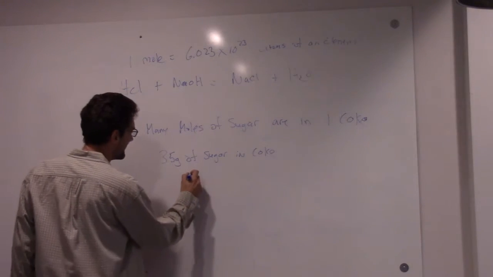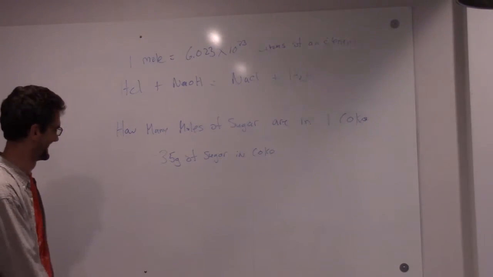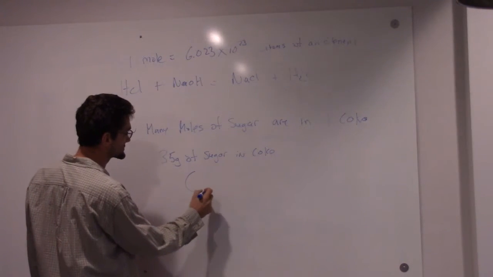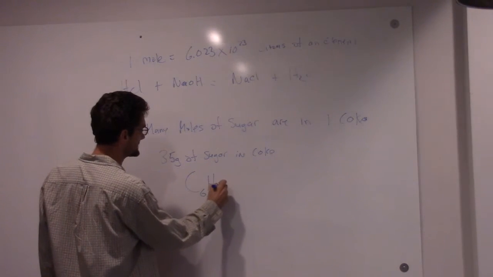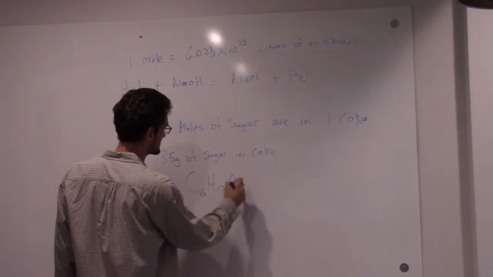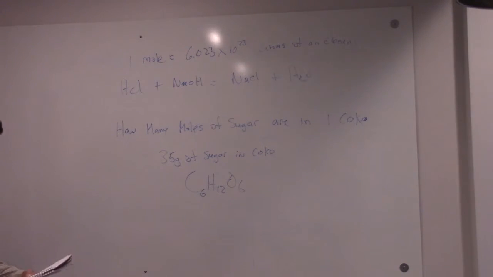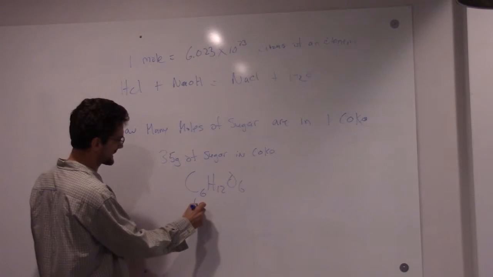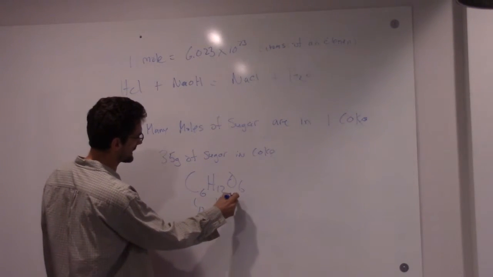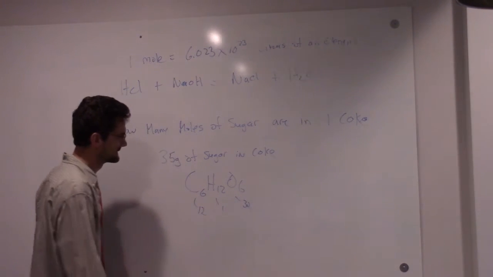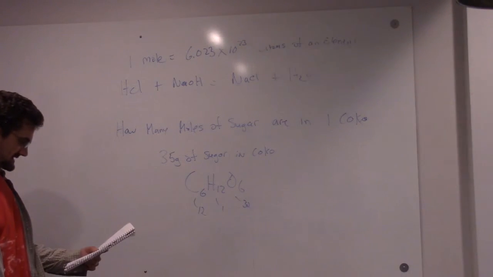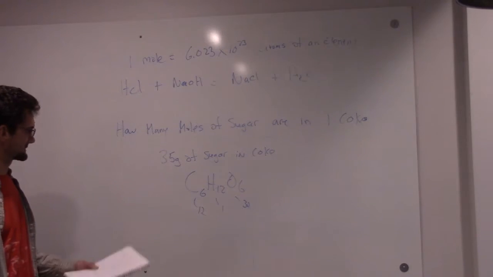I know what a 10-pound bag looks like. 35 grams of sugar. The molecular weight of sugar is C6H12O6. Oh my gosh, that's huge. Okay, so carbon's atomic weight is 12, hydrogen's is 1, oxygen's is 16. So 6 times 12, plus 12 times 1, plus 6 times 16.